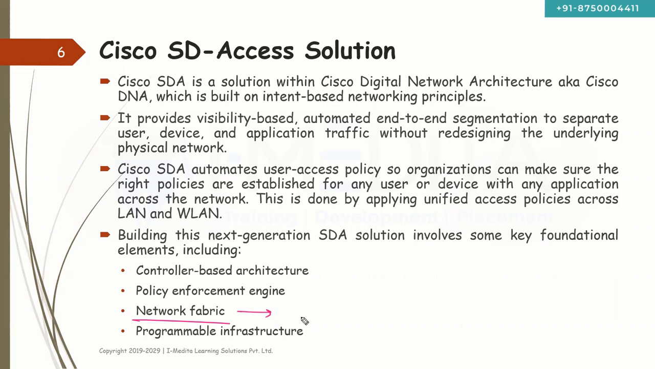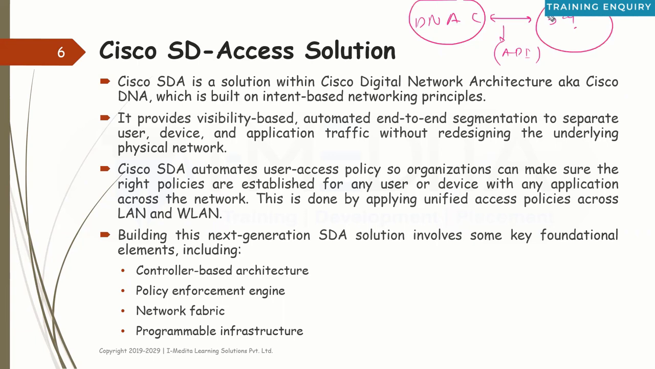And let's say some of you are very good in automation programming. You have written thousands of lines of code. Some of you are very well versed in Python scripting and have a very good idea about APIs and everything. You can use this programmable infrastructure. You can use the programming capabilities of the DNA Center. This DNA Center can interact with other third party automation tools with the help of APIs, application programming interfaces.